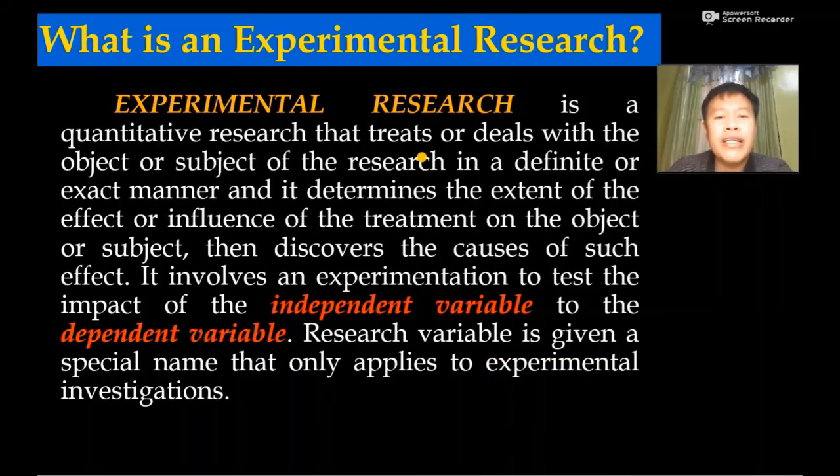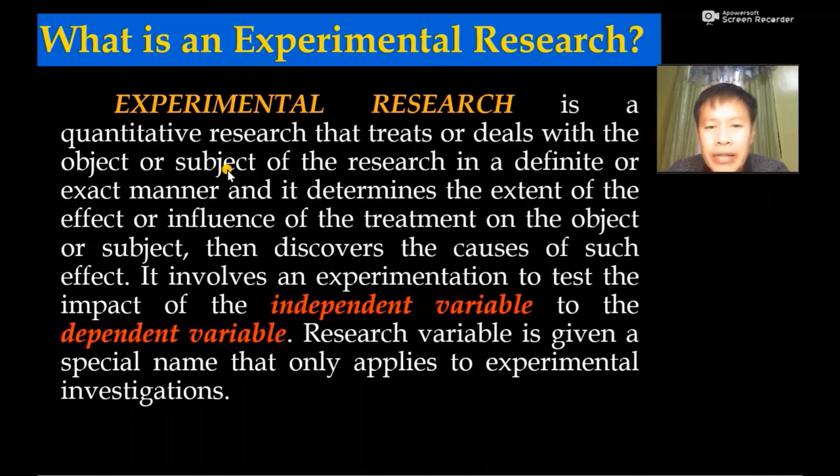Experimental research is a quantitative research that treats or deals with the object or subject. Take note, when we say object, it can be animals, insects, plants, fungi, etc. And these are the objects being employed by the STEM students in having their science investigatory project. And when we say subject, it could be plants and animals, insects, or participants or respondents.